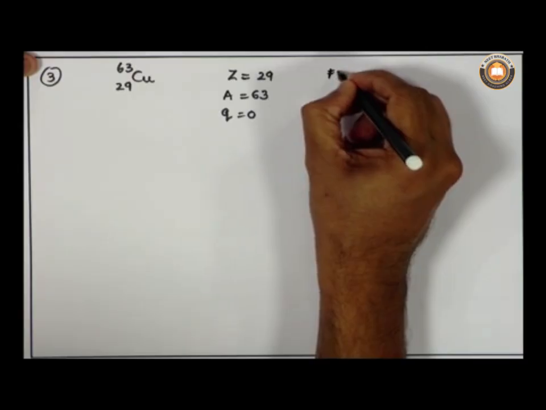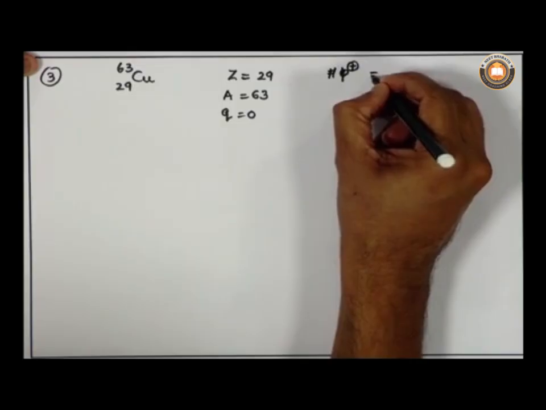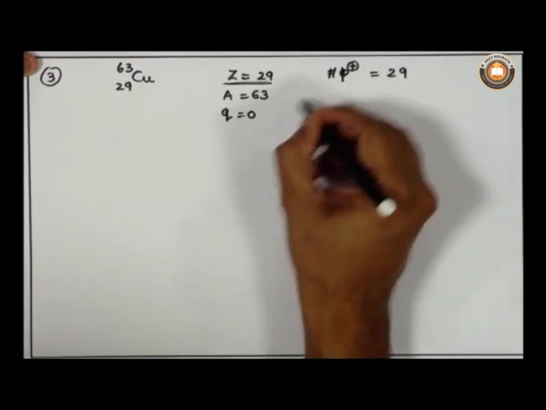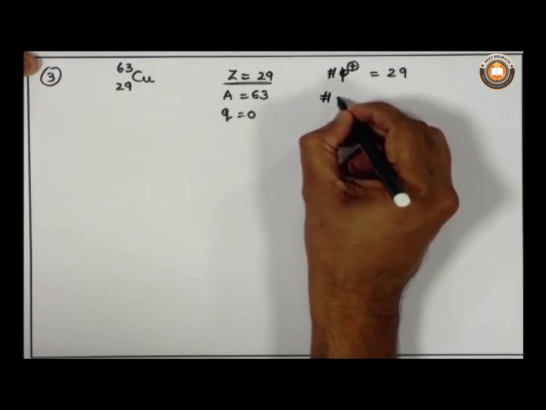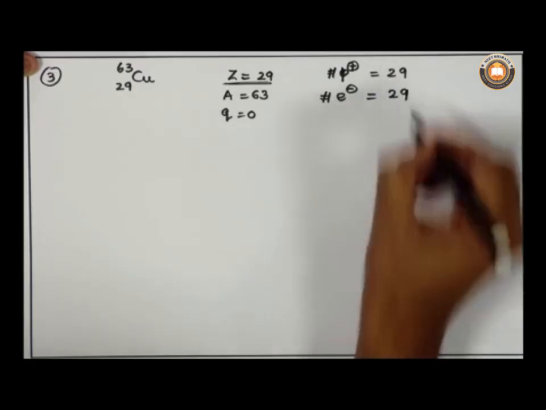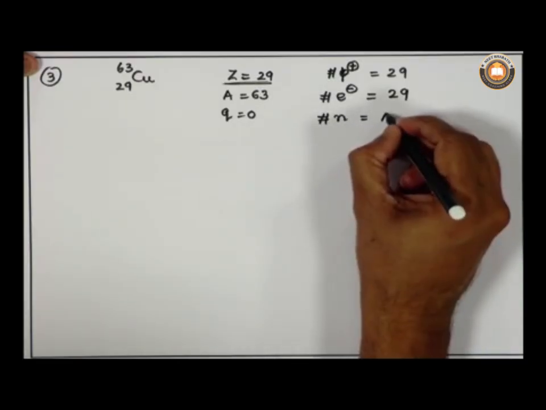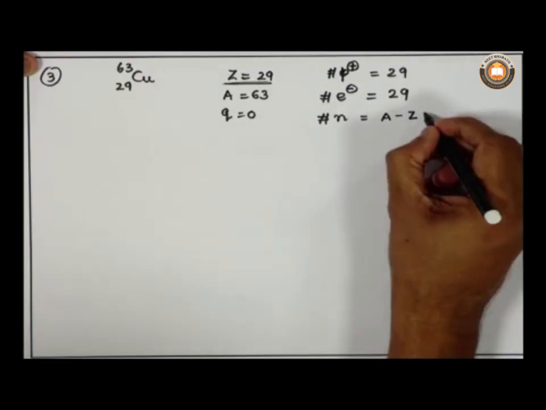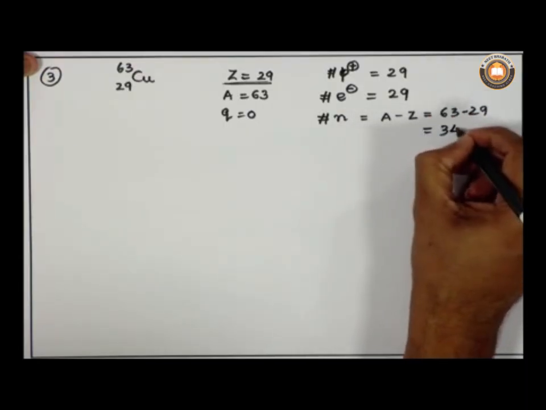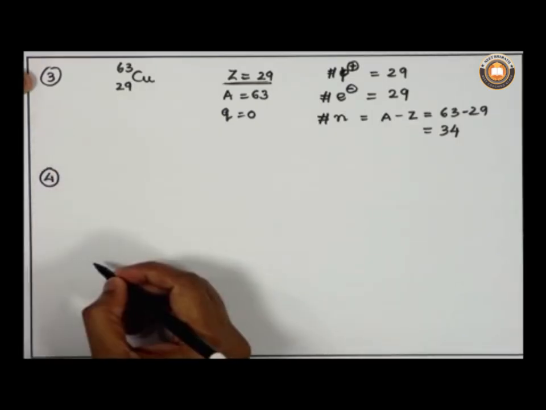So, let us find out number of protons first. Number of protons is the atomic number. So, this is 29. Since the charge is 0, so number of electrons must be equivalent to number of protons, and number of neutrons is A minus Z, which is 63 minus 29, and that is 34. We got that. Let us look at another example.